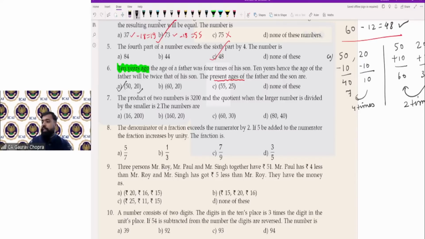Okay. Yes. So most of you have given the answers. Satya has given, Komalpreet has given, Abhimanyu has given.